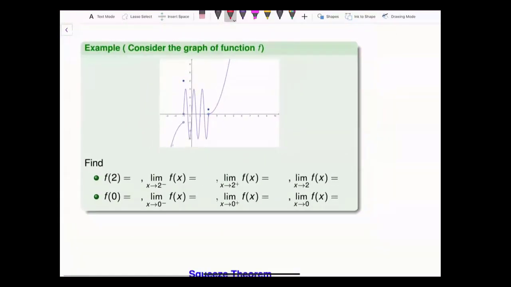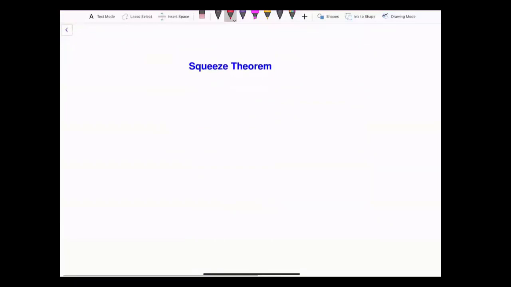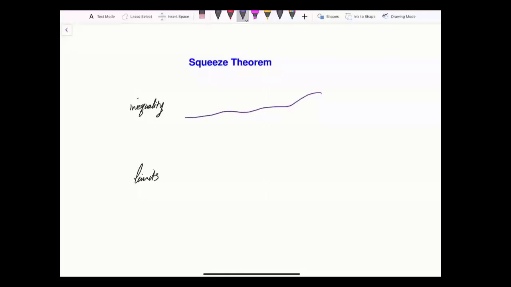So the last topic of the first part is the squeeze theorem. So what is the squeeze theorem? The squeeze theorem says that you can use one inequality and two limits to find the limit of a function.